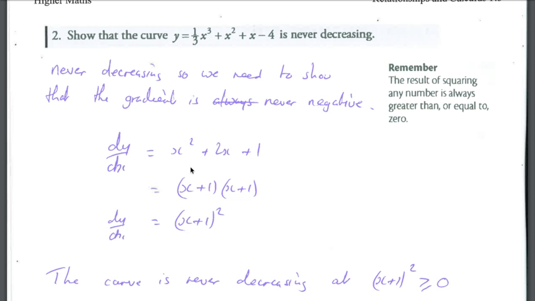Okay, so factorizing this, we get x plus 1, x plus 1. So dy/dx is x plus 1 all squared. Now this can never ever be negative. Even if x is negative, say x was negative 5, we'll get negative 5 plus 1, which is negative 4. Squared is positive 16.